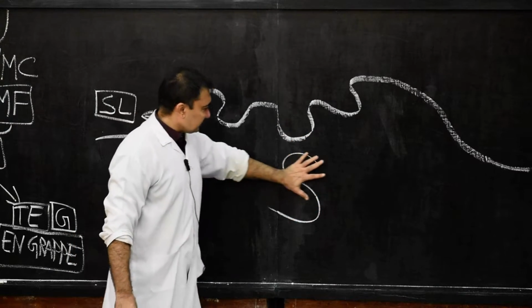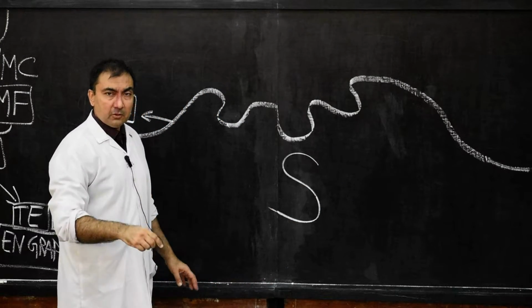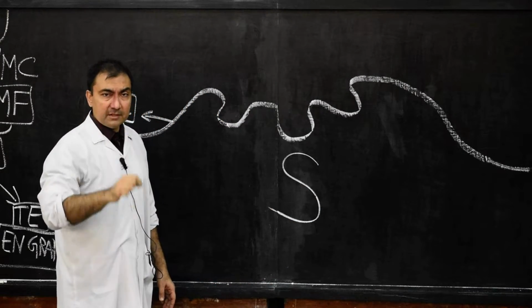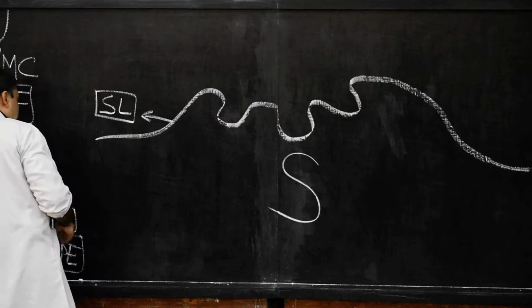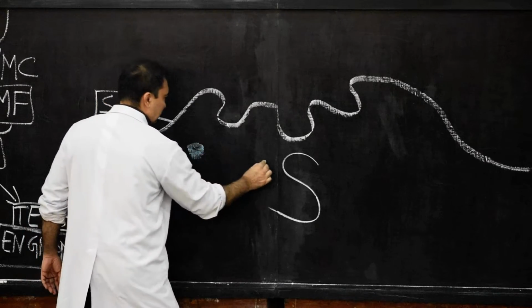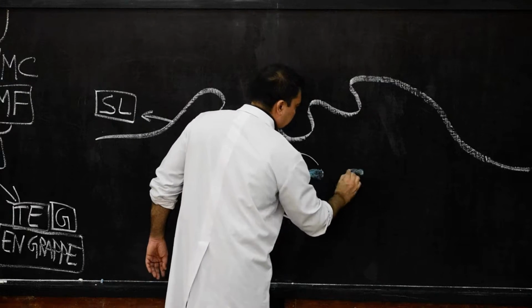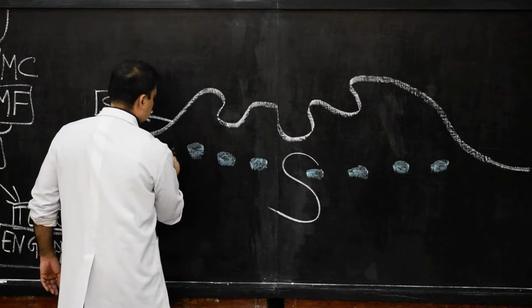So this is the sarcoplasm, and in the sarcoplasm you will find lots of mitochondria and nuclei. So therefore we are going to show the mitochondria here and nuclei. First we are going to show so many nuclei which are present here in the sarcoplasm.